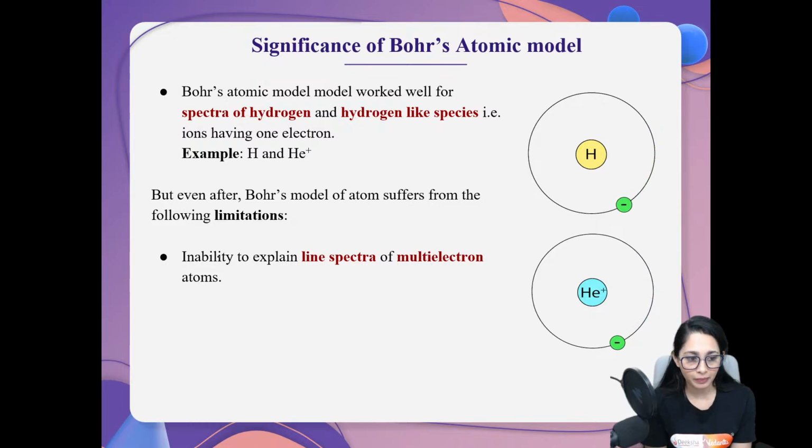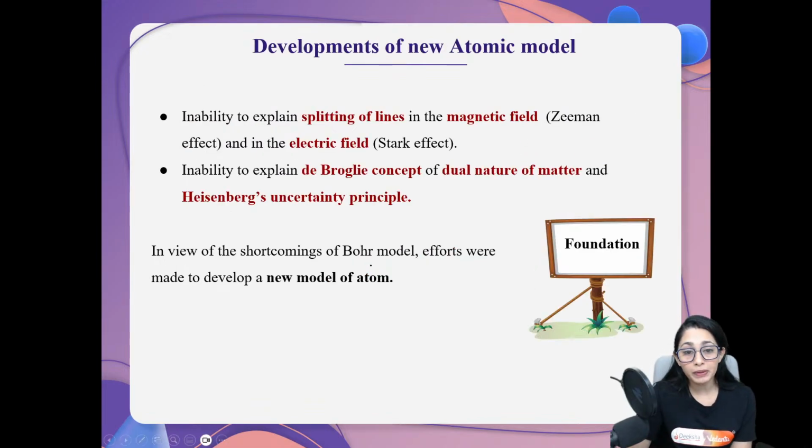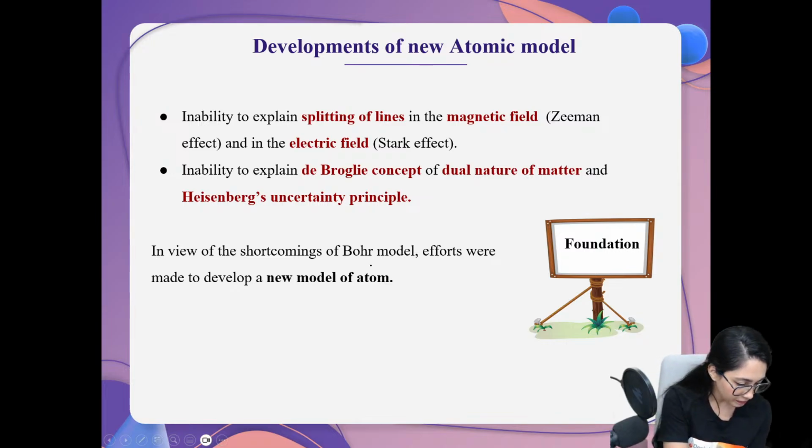It could not explain. Even after that, Bohr's model of atom suffers from the following limitations: inability to explain line spectra of multi-electron species. You'll study something about line spectra. It could not explain that, and it could not explain the splitting of lines in the magnetic field, called the Zeeman effect. It also could not explain de Broglie's concept of dual nature of matter. So what is this dual nature of matter? We'll discuss that. And Heisenberg uncertainty principle, what is this? We'll discuss that as well.